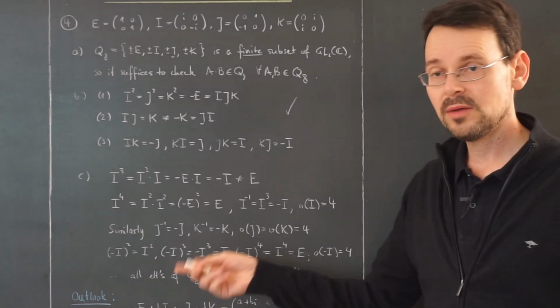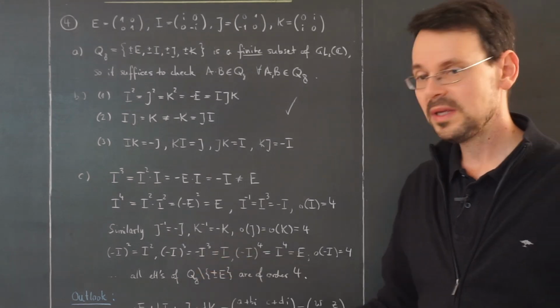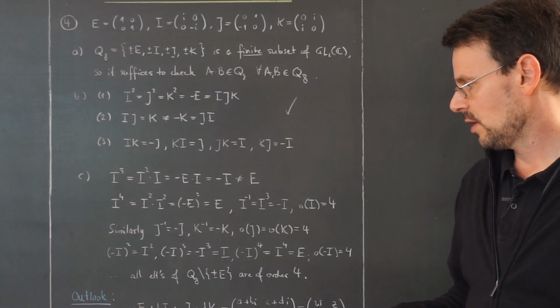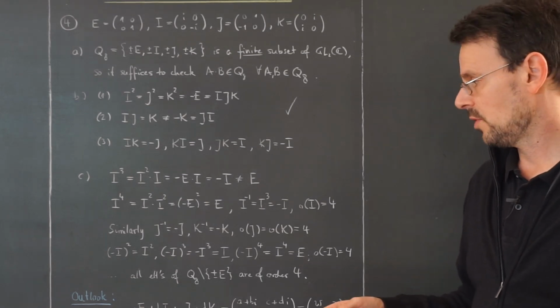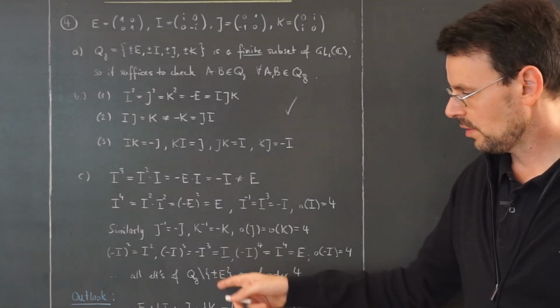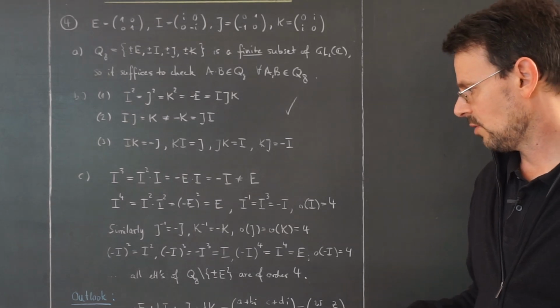And later we're going to see that because of that, this cannot be the same group as Di4, the dihedral group of the square, which is also a non-commutative group of order 8. Because not all the elements besides plus minus the identity are of order 4.